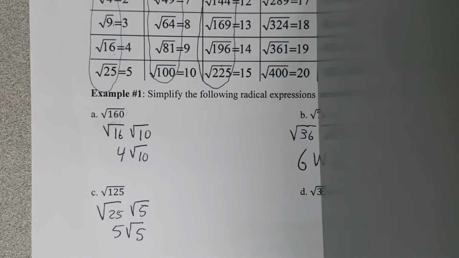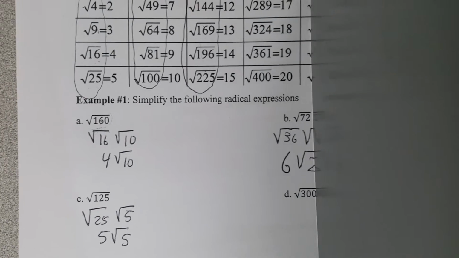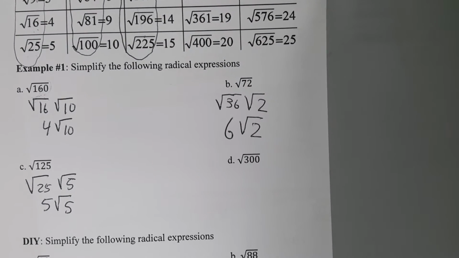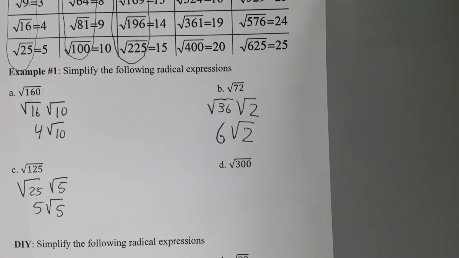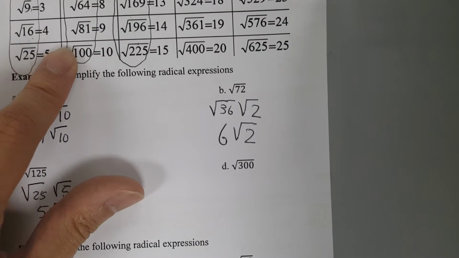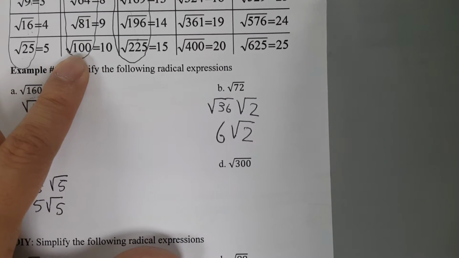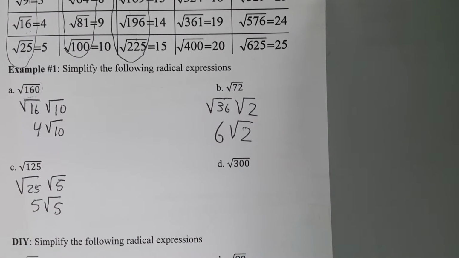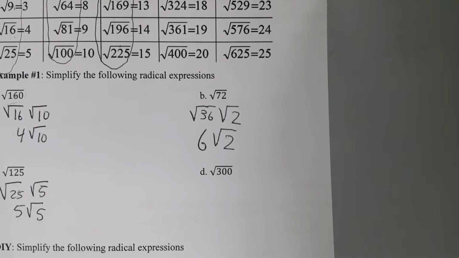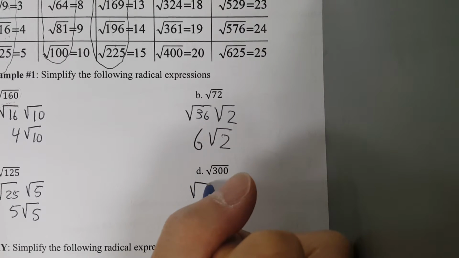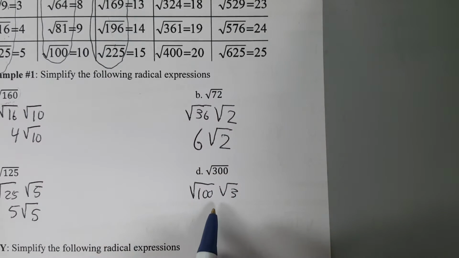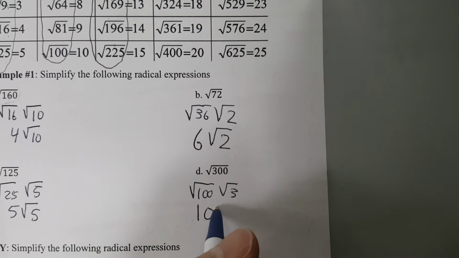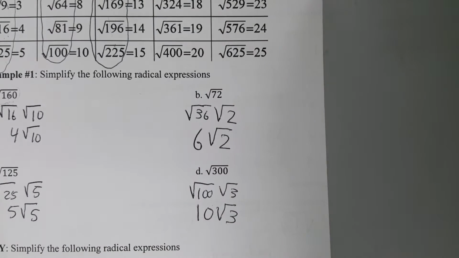Okay, so let's go on to letter D. Letter D, I have the square root of 300. Once again, I look at all of these numbers, and what is the biggest one? It's 100. 100 times 3 is 300. So this is going to break up into the square root of 100, square root of 3. But I know what the square root of 100 is. It's 10. So this is 10 radical 3.